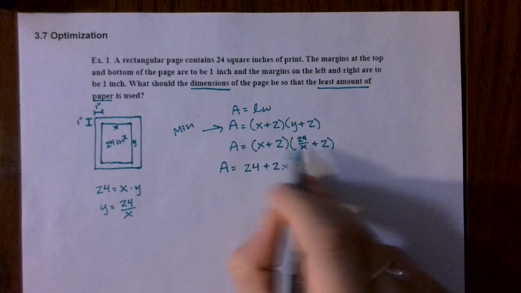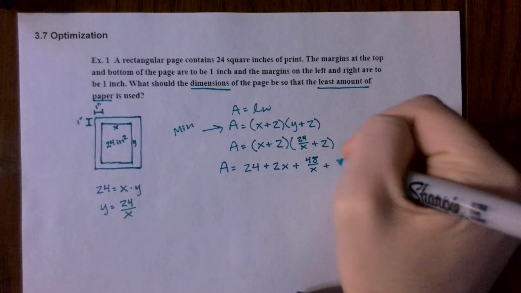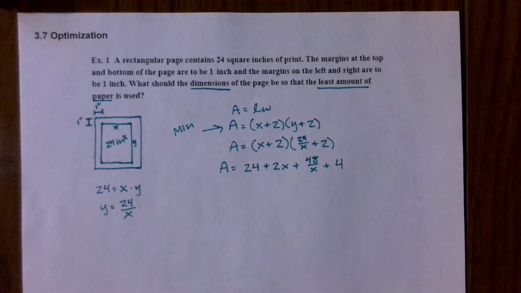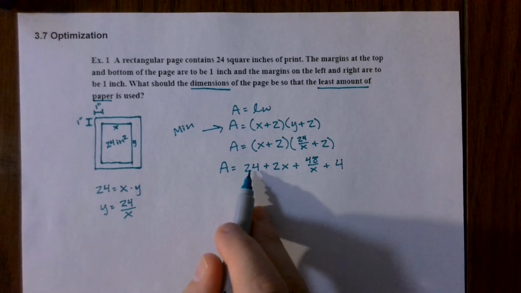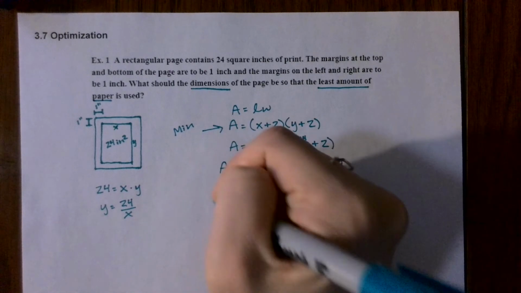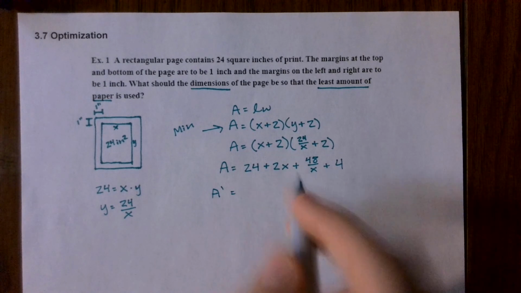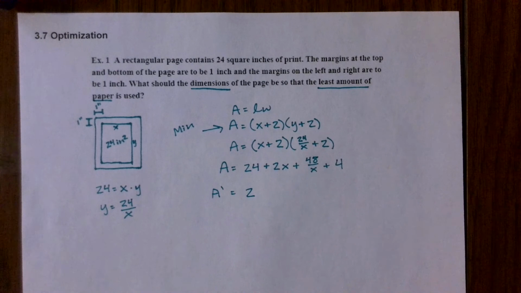And then when I distribute my 2, I have a 48 over x. And then distributing my 2 there, I get 4. Okay, so now this is a little bit easier to find the derivative of. And with my constants, my 24 and my 4, I could combine them, but we know when I go to find the derivative that they're going to go away, because the derivative of 24 is 0, and so is the derivative of 4. So I just have the derivative of 2x, which is 2.